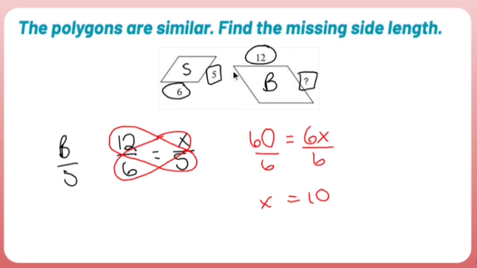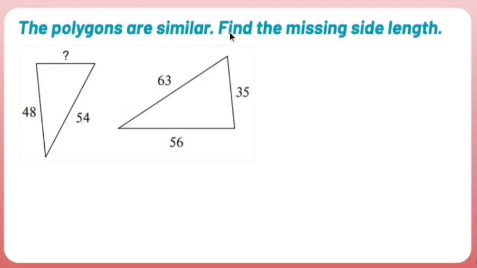So the missing side length over here is going to be 10, which makes sense because 5 over 6, 10 over 12, 10 over 12 simplifies to 5 over 6, so everything seems to work out on the math side of it, which I'd hope so. The polygons are similar. Find the missing side length.